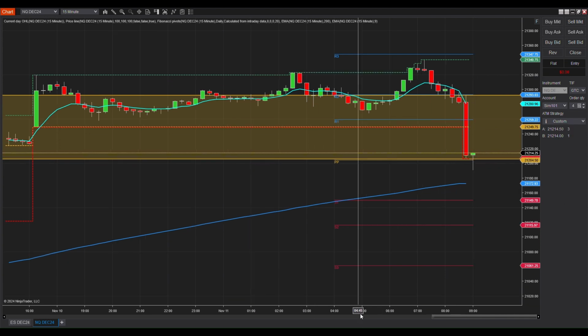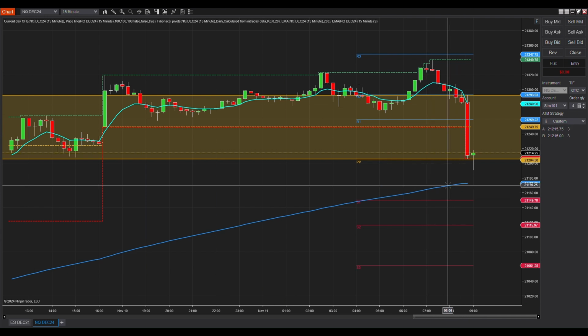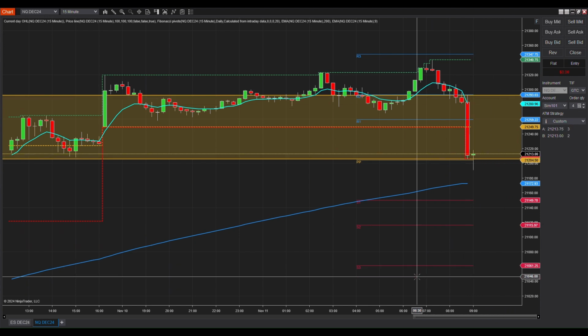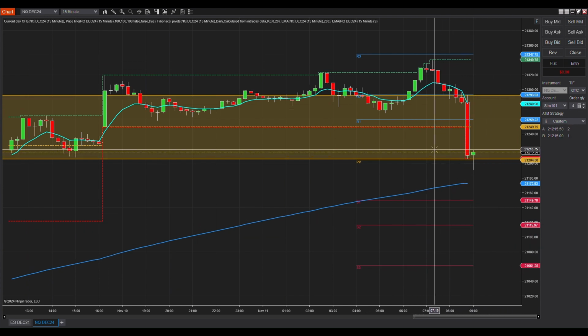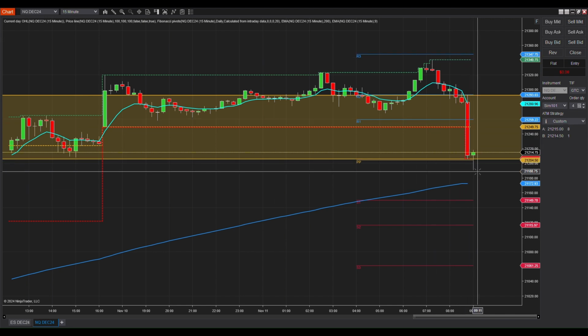15-minute candles. What I have on here is the 9 exponential moving average, the 200 exponential moving average, which is the blue here. And I've got the 15-minute open zone from 8:30 to 8:45. Also, I have the resistance levels and the support levels. Pivot point is right here. And we made a new low at the open. So this is the high of the day. So far, this is the low of the day.